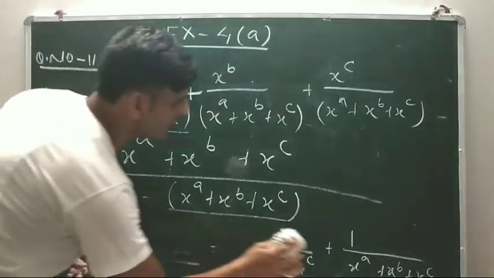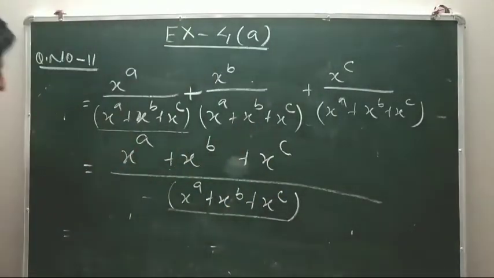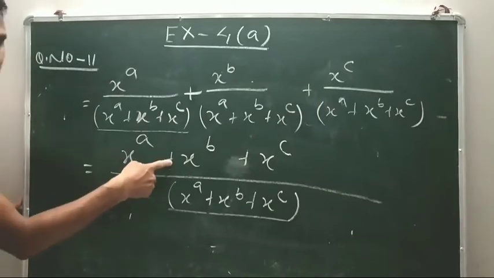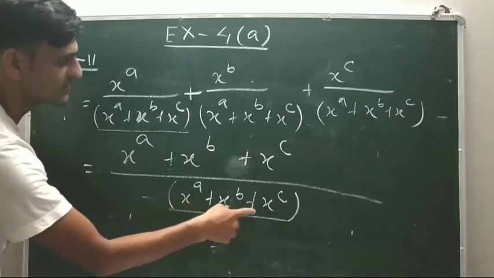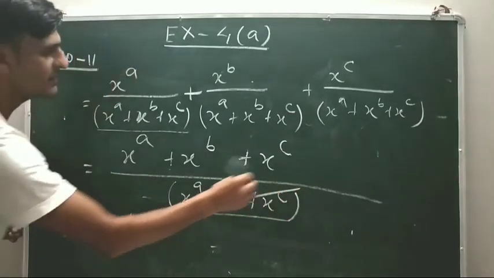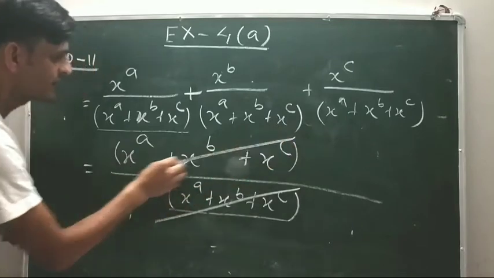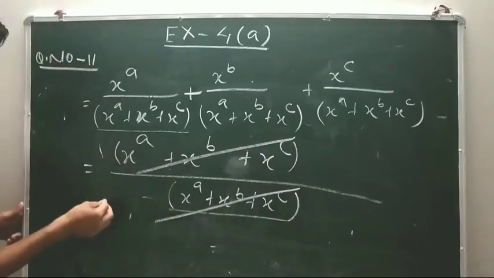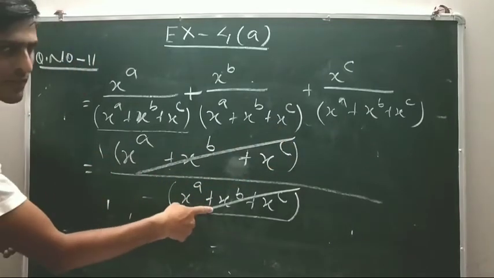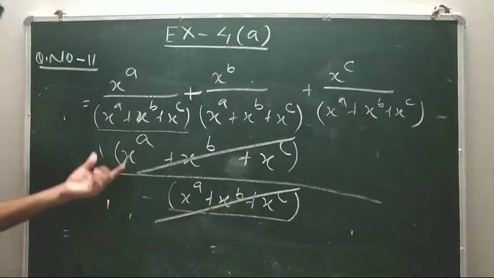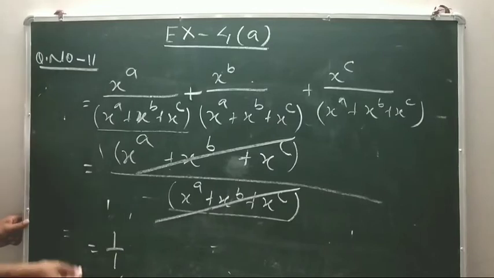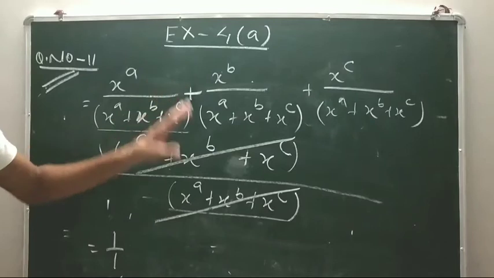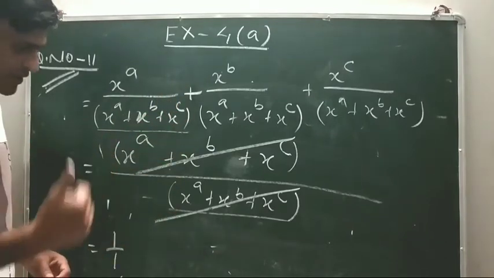Now if you will see there, these are two same parts. x to the power a plus x to the power b plus x to the power c divided by x to the power a plus x to the power b plus x to the power c. That means we can cancel this. If you will cancel, it will be 1 by 1 times this and again 1 times this. So result is 1 by 1. So answer will be 1. So answer of the question number 11 is 1. So in this way we will move to the next questions.